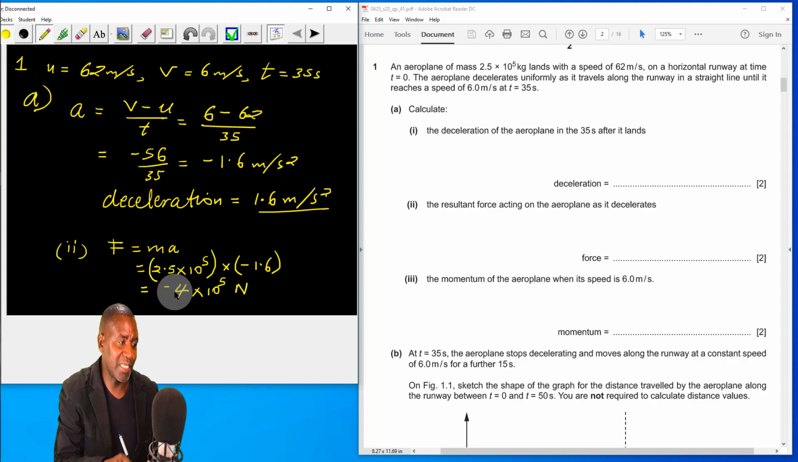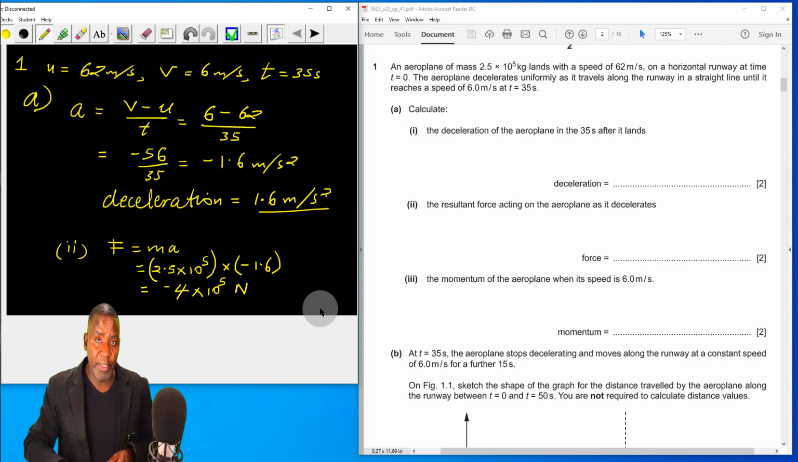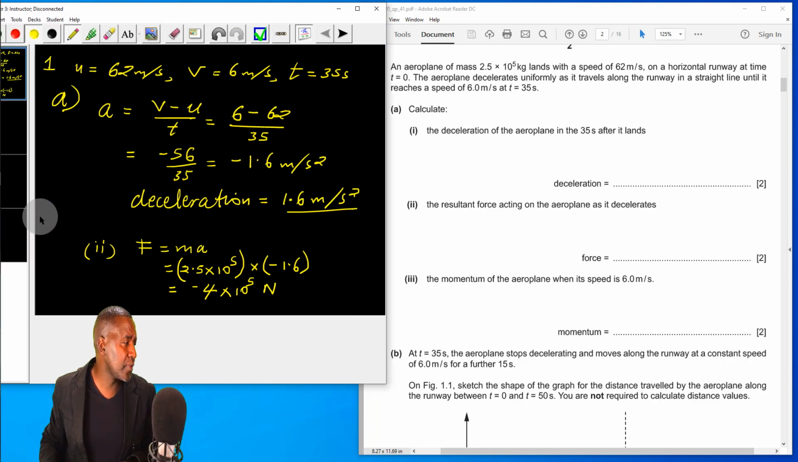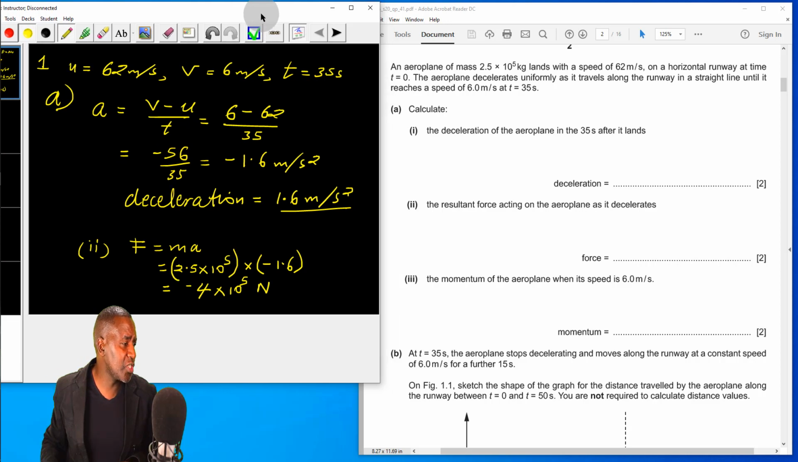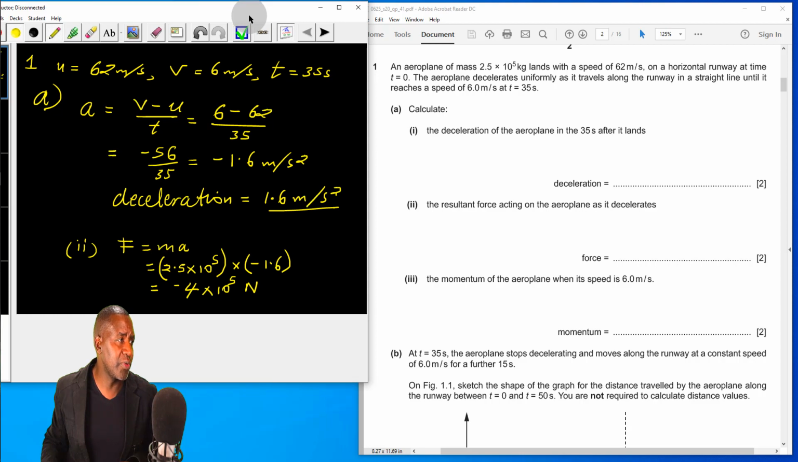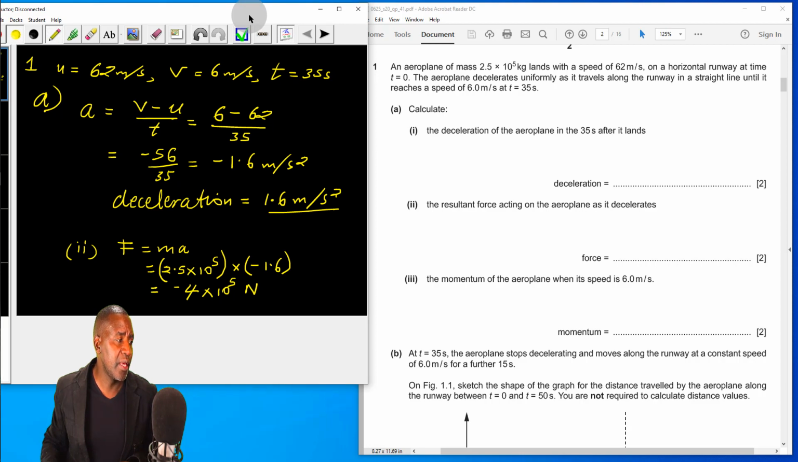Let me look at part 3. In part 3, I'm required to work out the momentum of the aeroplane when its speed is 6 meters per second. How do we work out momentum? Let me get a new slide to enable us to do that. I need several new slides. I'm going to put them in that position so that each and every time I need one, I just click at that point and I use it.